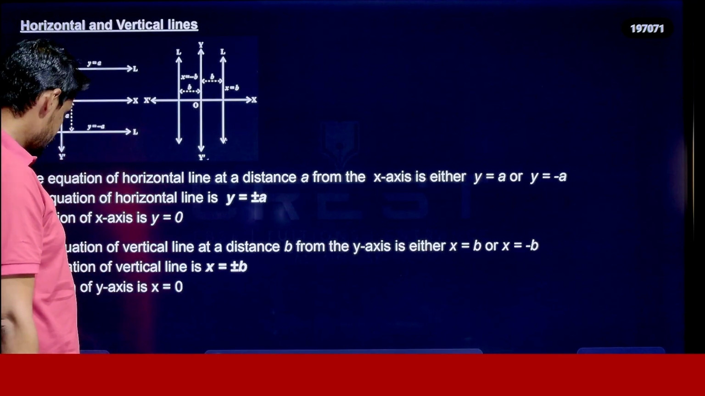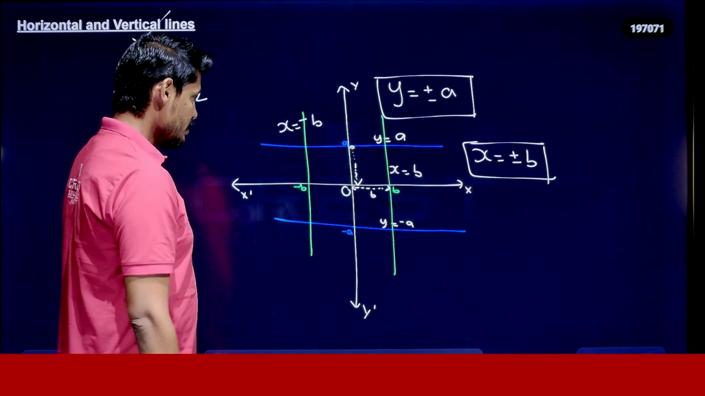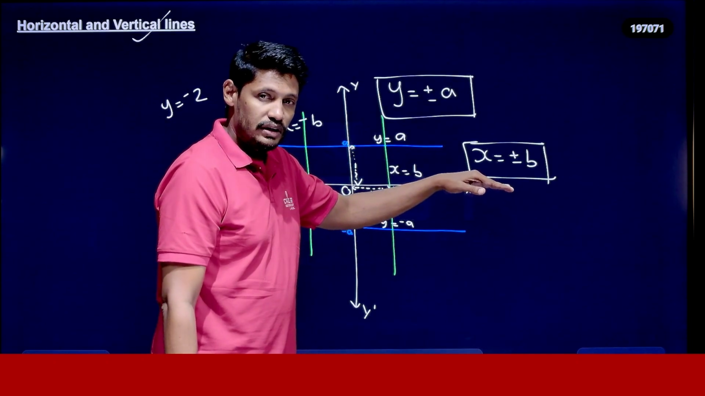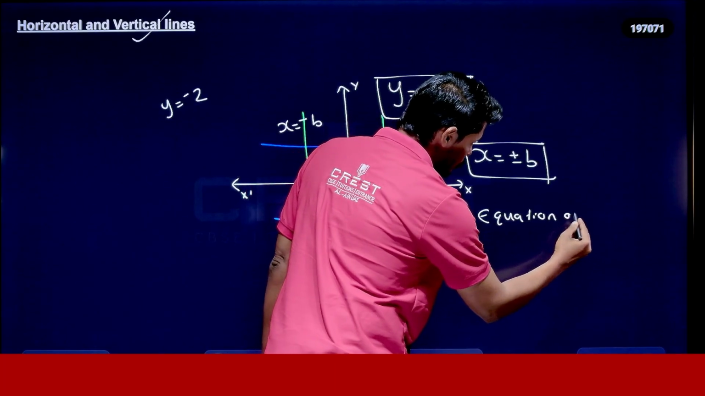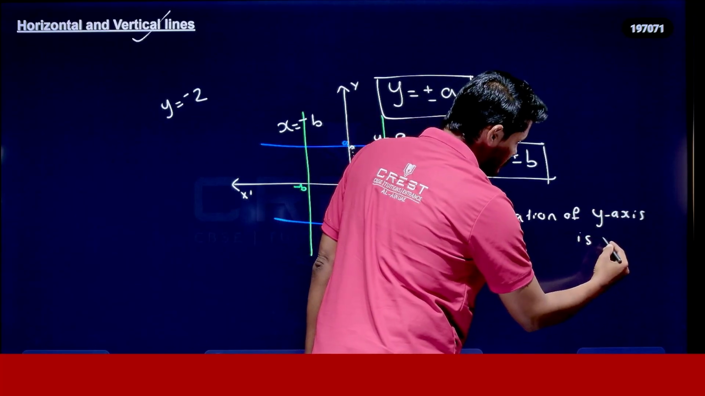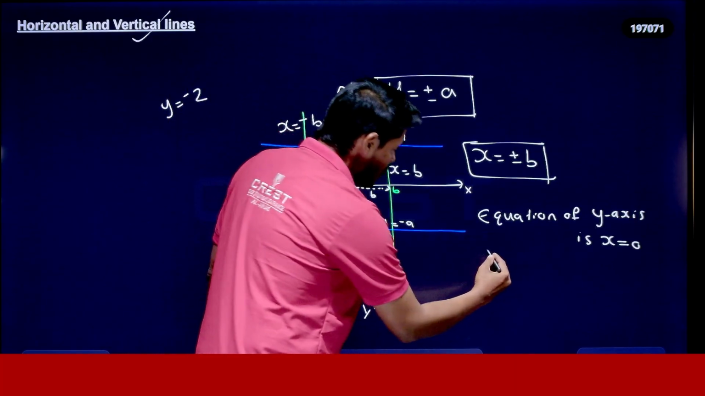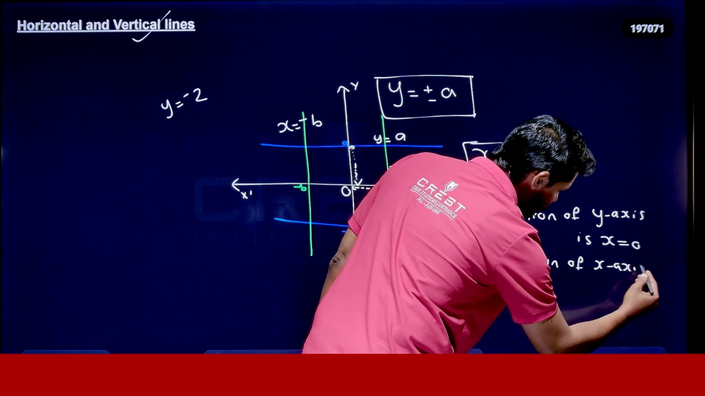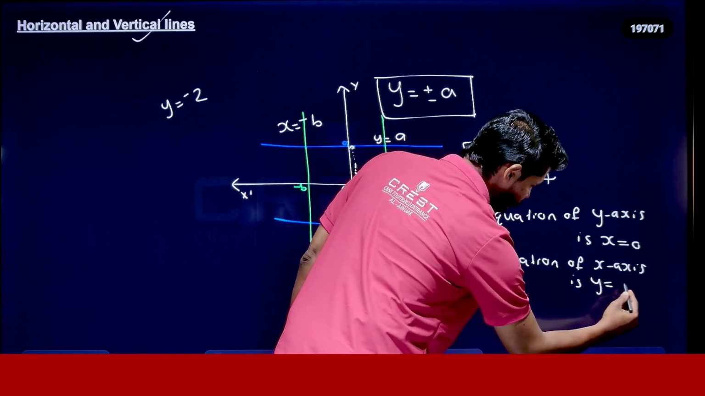This is the definition. And one more thing, what is the equation of the x-axis and what is the equation of the y-axis? In the y-axis all the x coordinates are 0, so the equation of the y-axis is x equal to 0. And in the x-axis all the y coordinates are always 0, so the equation of the x-axis is y equal to 0. Okay, fine.